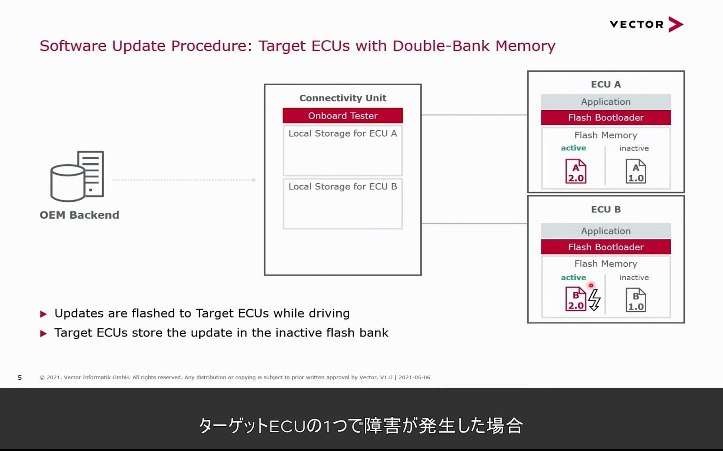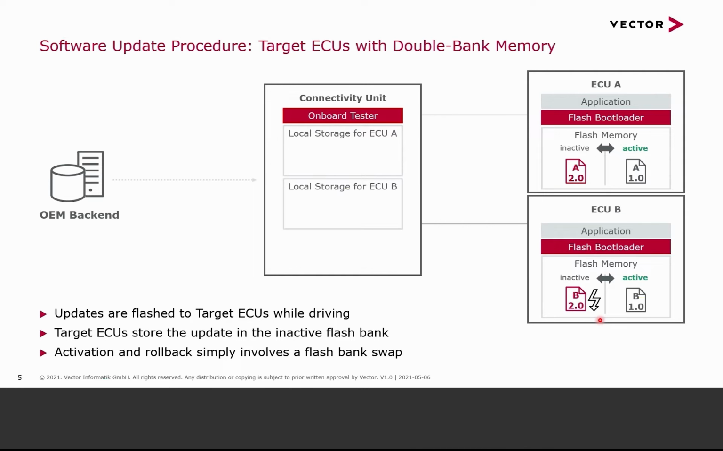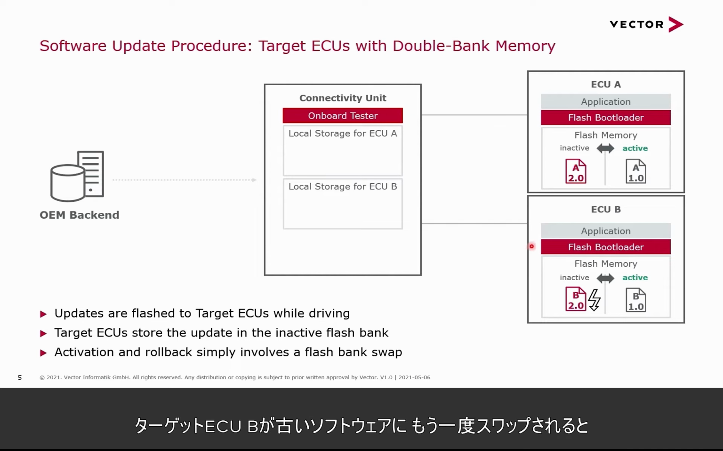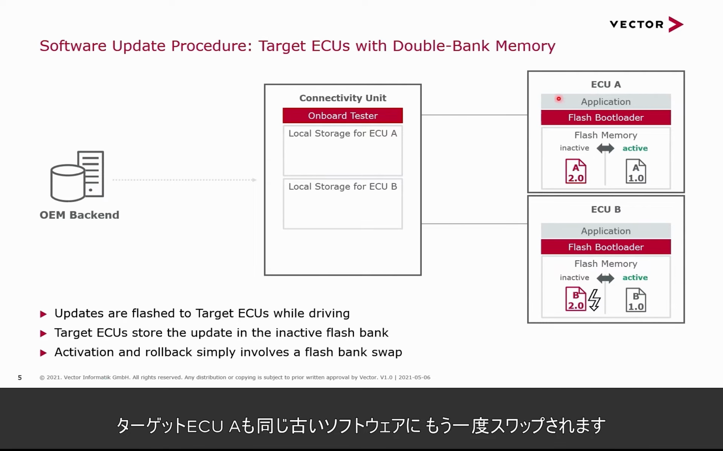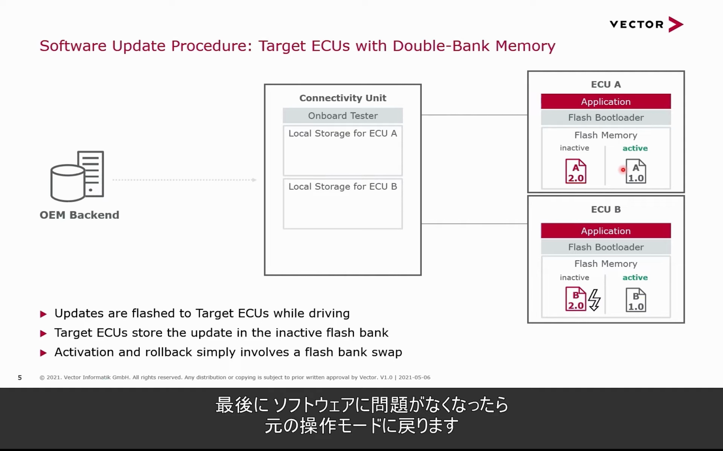In case a failure occurs in one of the target ECUs, then it's quite easy to revert to the original software by just swapping the partitions again. This is then coordinated also by the onboard tester. So if target ECU B swaps back to the old software, then target ECU A would also be triggered to swap back to the same old software. Finally, if the software is okay and started, then we are back to the original operation mode.